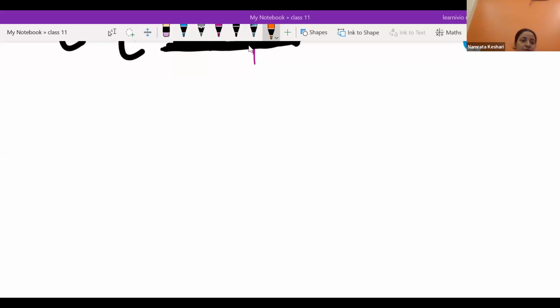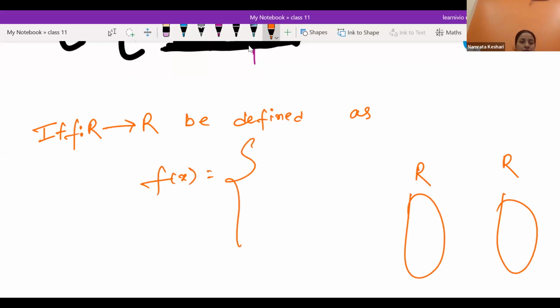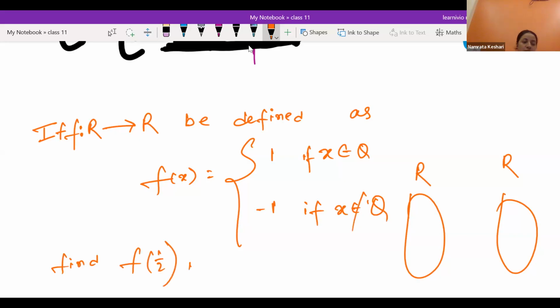If a function is defined from R to R, that means from the set of real numbers to the set of real numbers, as f of x equals 1 if x belongs to Q, and -1 if x does not belong to Q, then find f of 1 by 2, f of pi, and f of root 2.